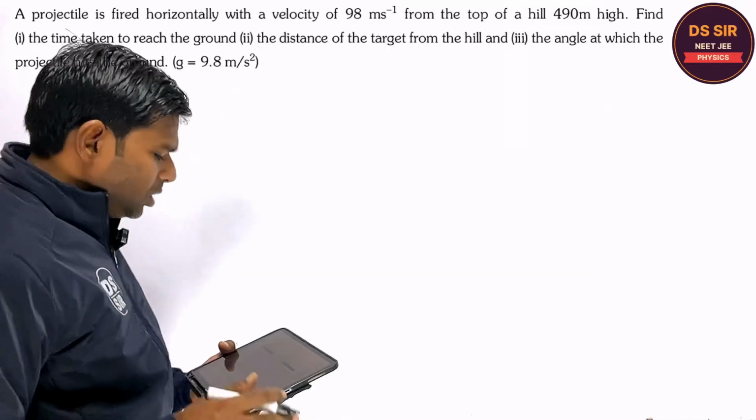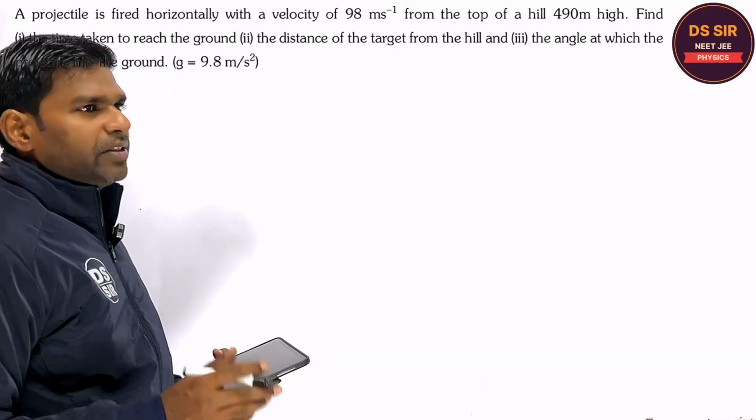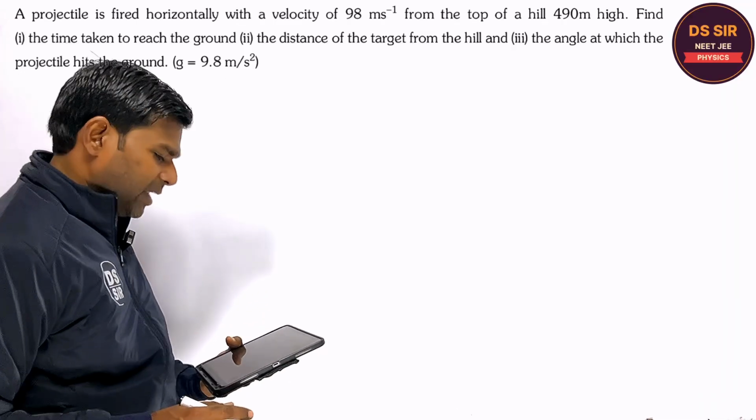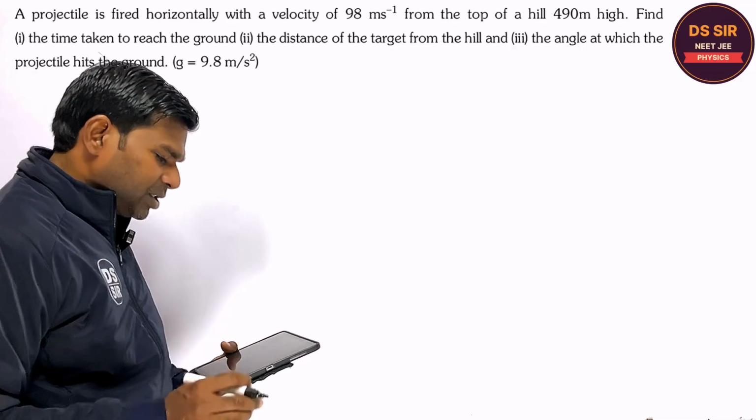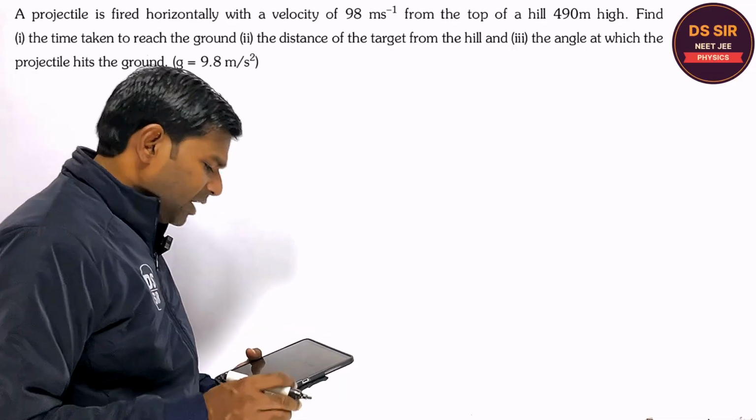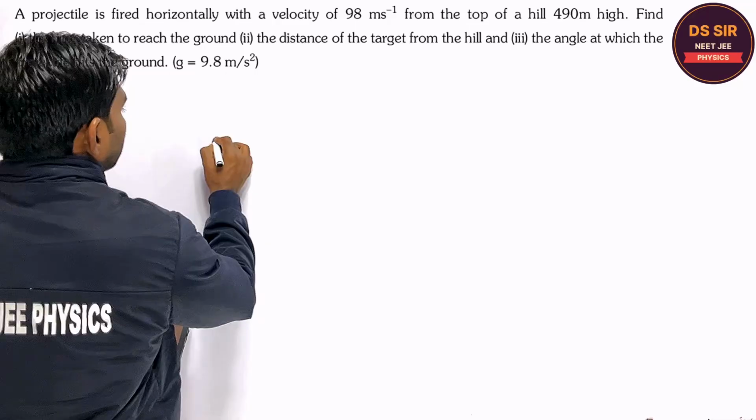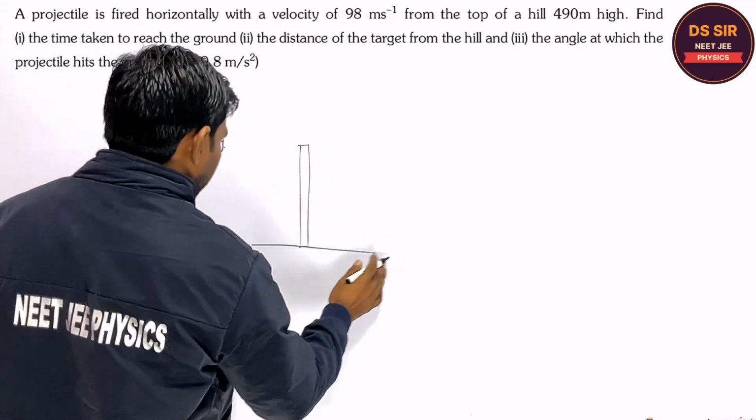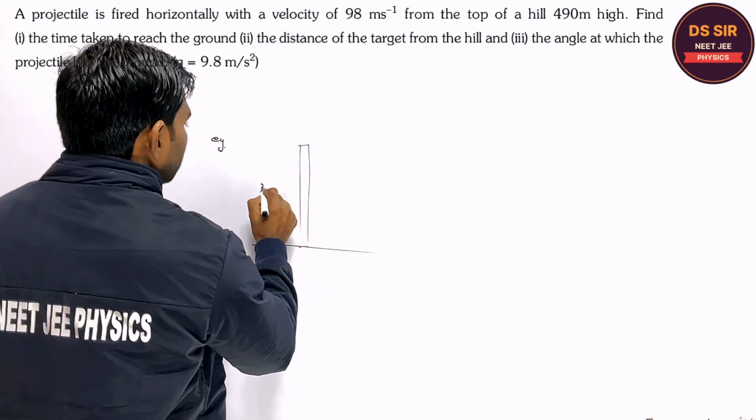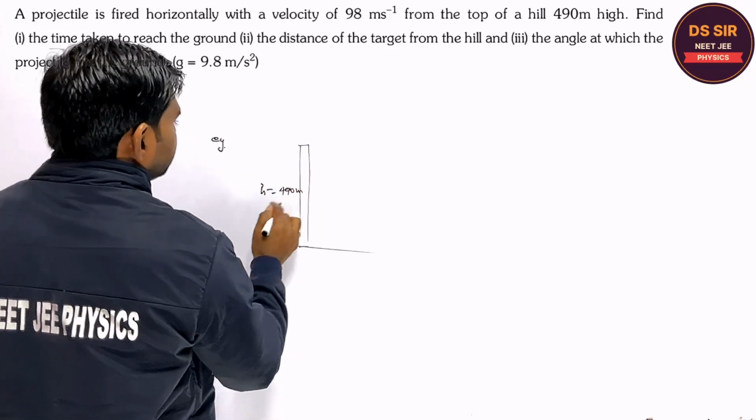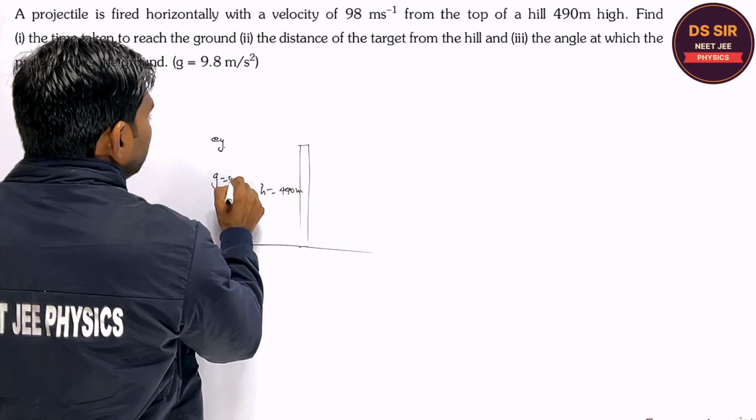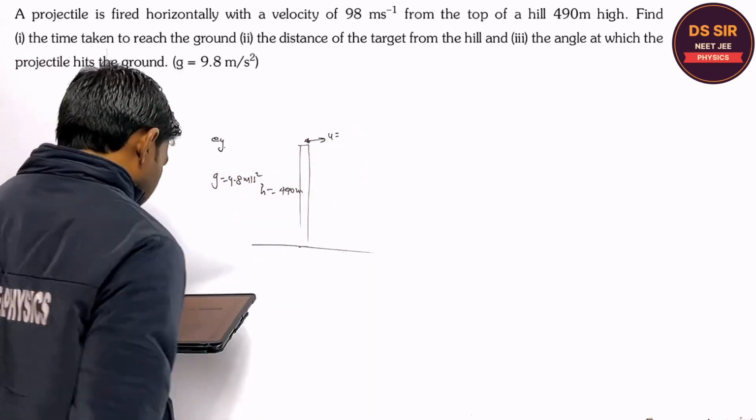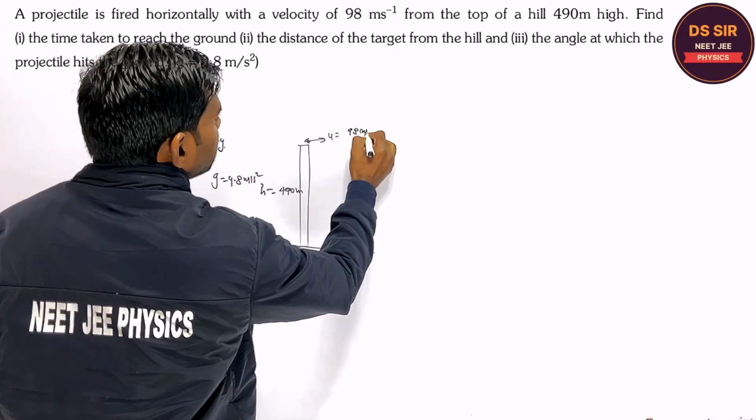Copy this. So in this question, a projectile is fired horizontally with the velocity 98 meter per second from the top of a hill 490 meter high. Find the time, the horizontal range and the angle at which the projectile hits the ground, right? For example, this is the height of the hill, 490 meter, and therefore the g value you have to take 9.8 meter per second square. The speed is 98 meter per second, right?